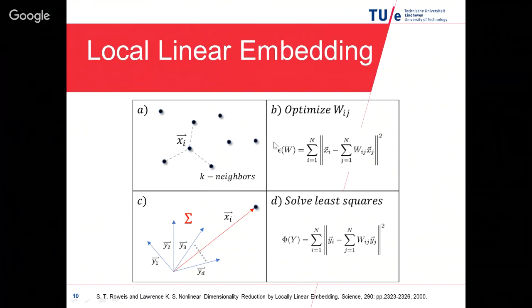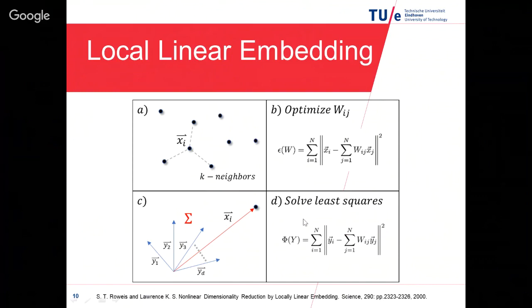We can just construct the error function, which tries to punish bad reconstructions of the initial data point xi with respect to this linear combination. Afterwards, we'd like to use these weights for a reconstruction in a lower dimensional space with vectors y1, y2, y3, until the dimension of the new space.